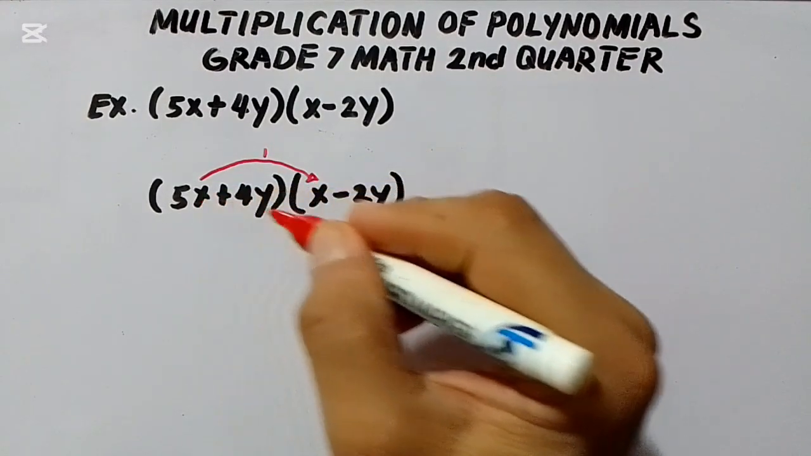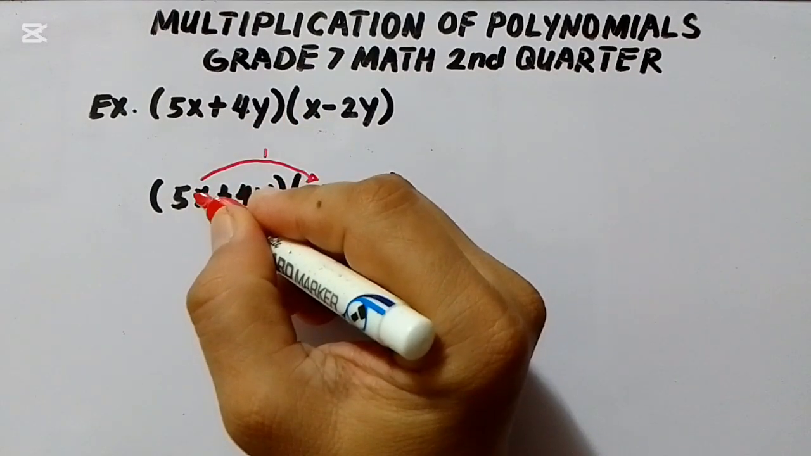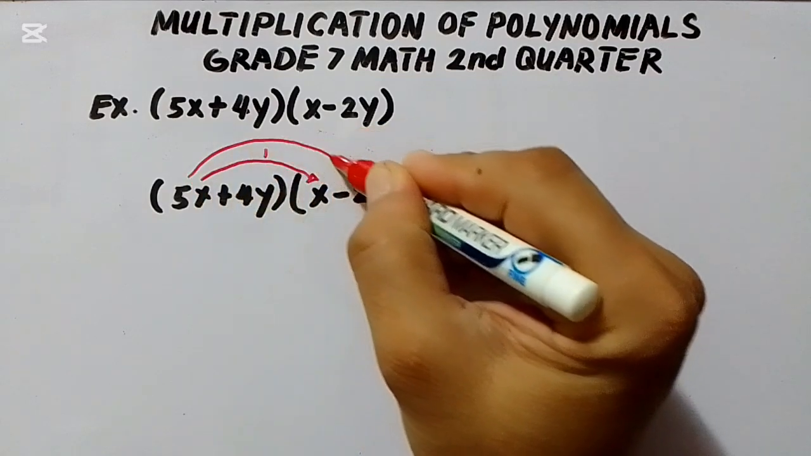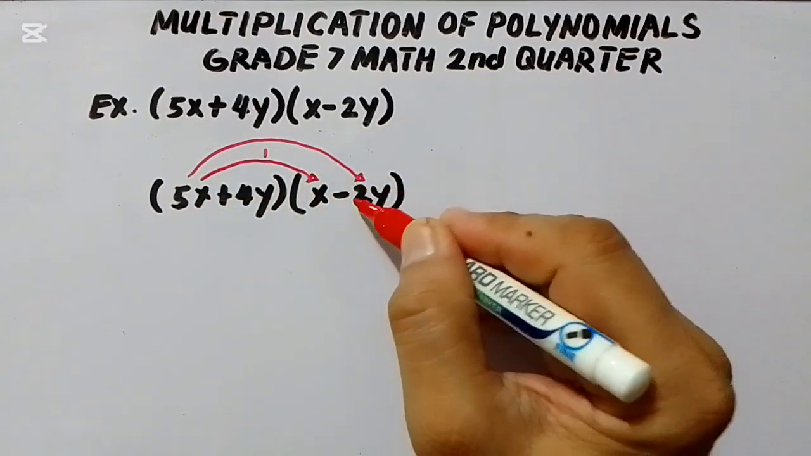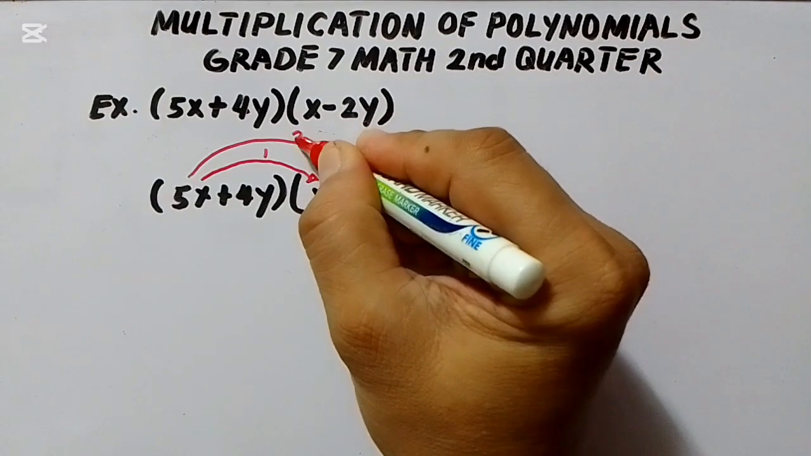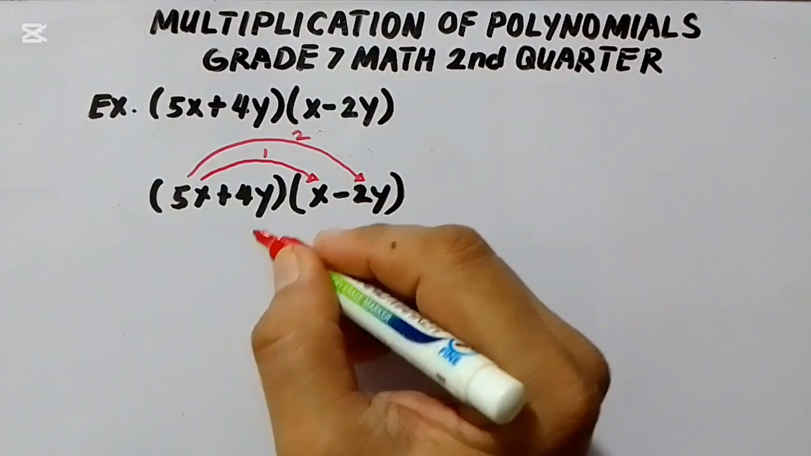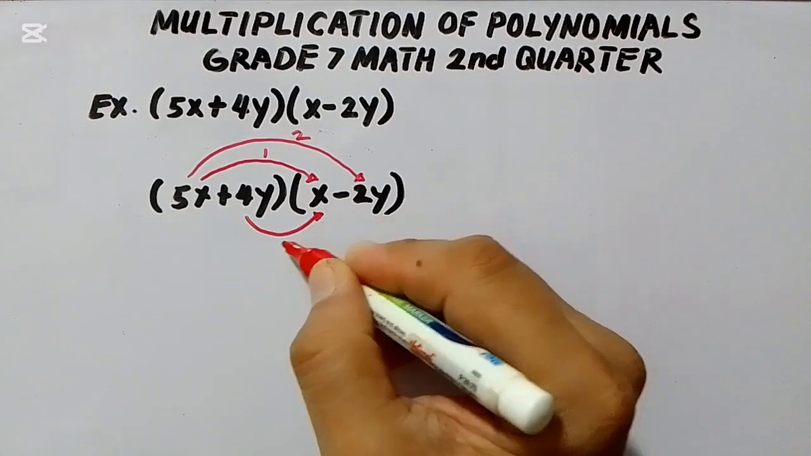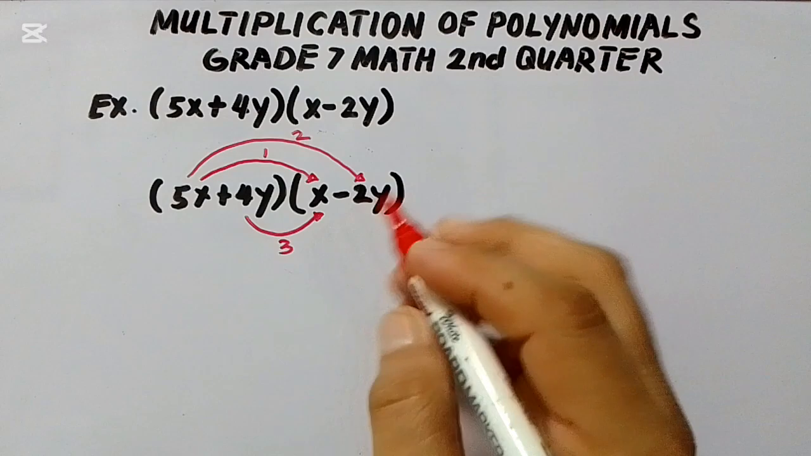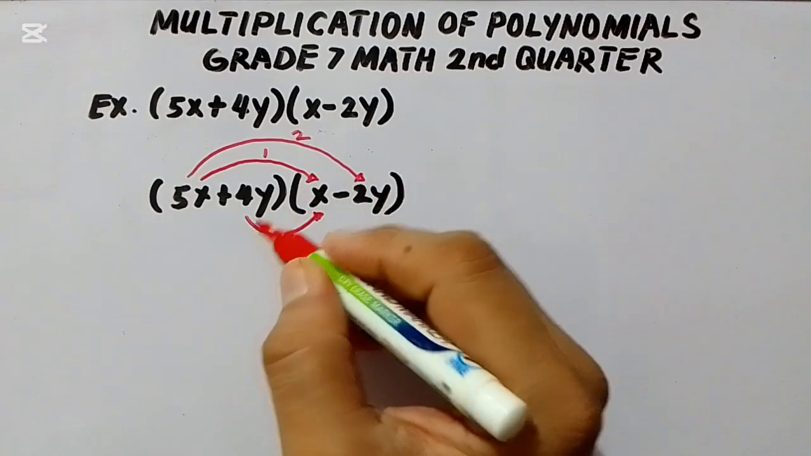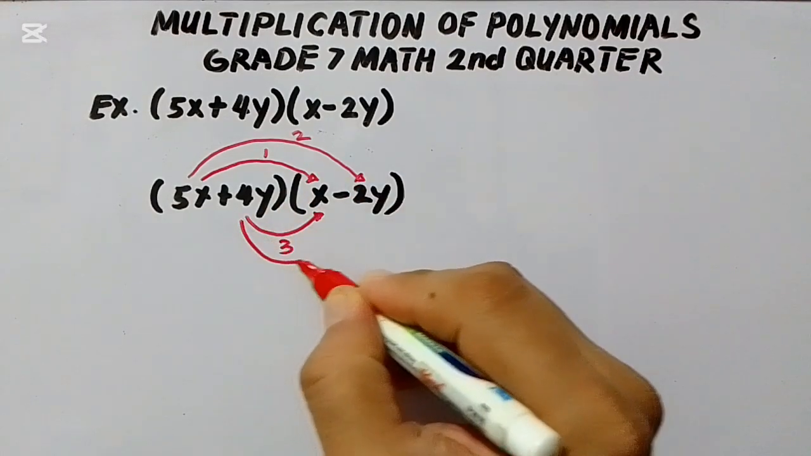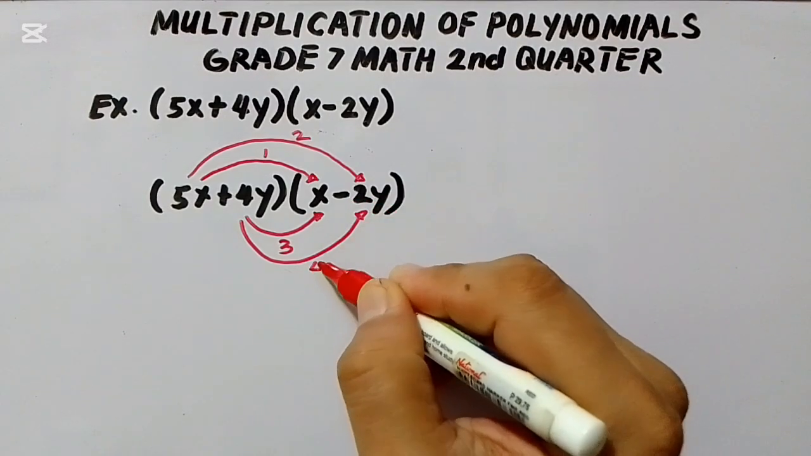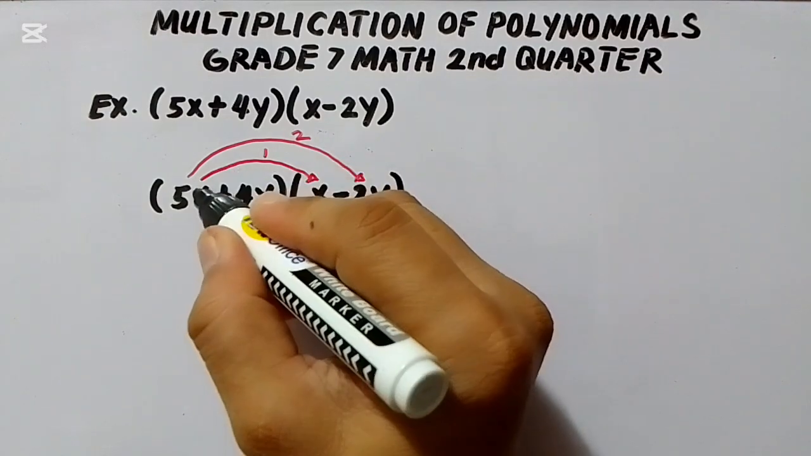Then, followed by the outer terms. So, we have 5x times negative 2y. So, ito po yung ating number 2. Then, we have the inner terms. 4y times x. So, ito po yung ating number 3. And the last terms is 4y times negative 2y. Ito po yung ating number 4. So, ito po yung ating number 1.